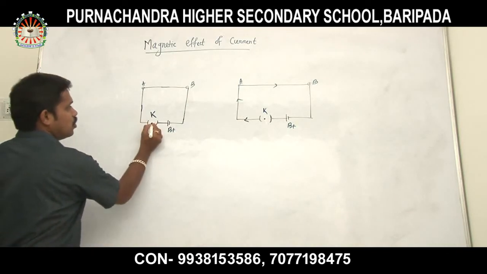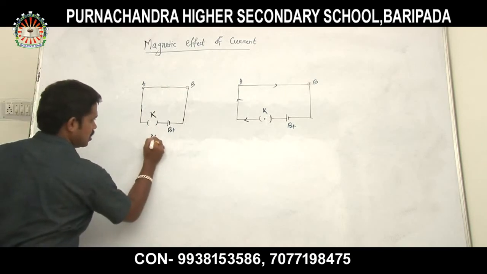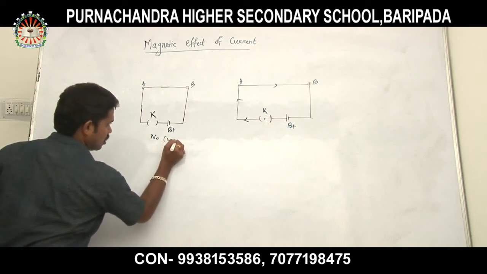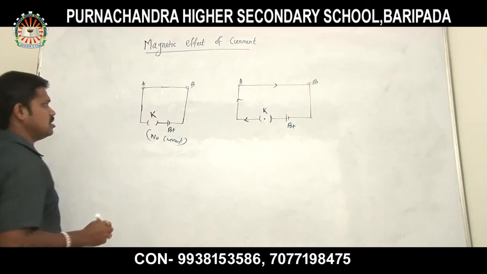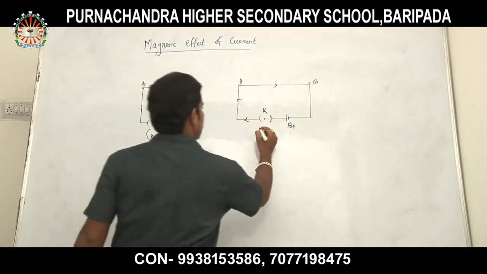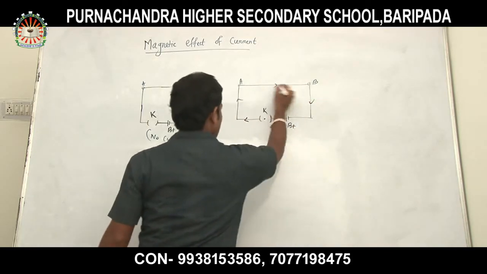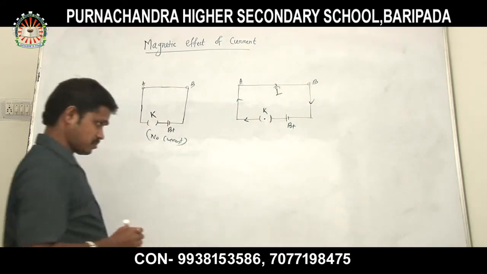Understood? So look at here. When the key is open, that means there is no current flowing in the circuit. There is no current flowing in this because the key is open. But here the key is closed, so that's why the current is flowing in this direction. Look at it, this is the direction of current I.